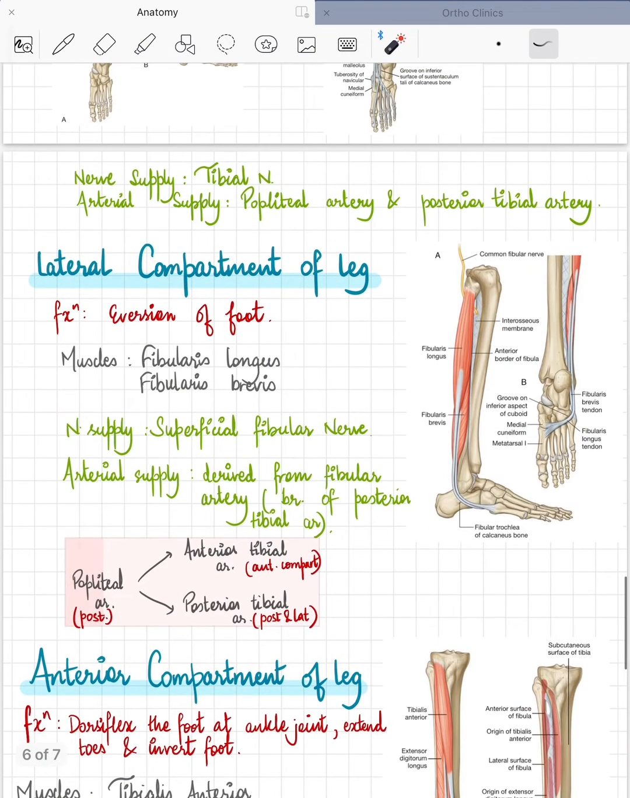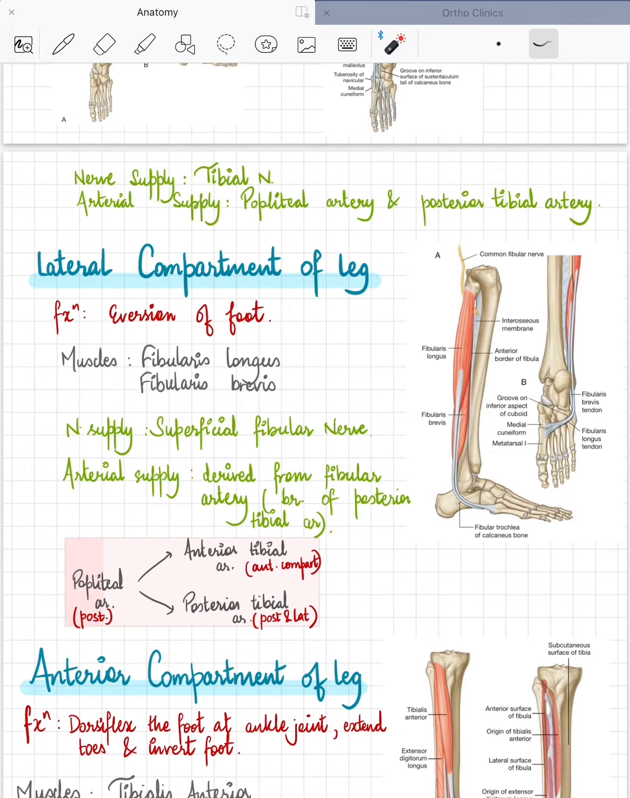Now let's talk about the lateral compartment of the leg. The function of this compartment is to evert the foot. The muscles here are the fibularis longus and the fibularis brevis. This fibularis is also called the peroneus, so it is peroneus longus and peroneus brevis.